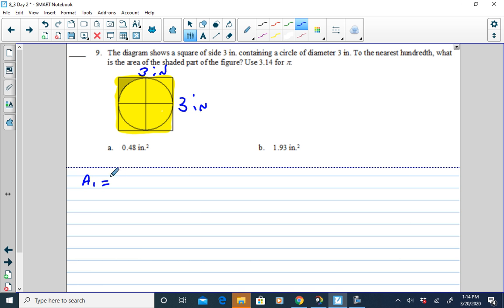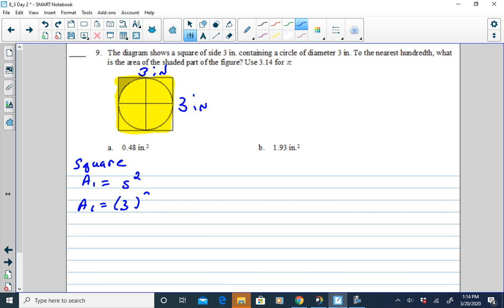So area 1 is the square. Let's write the formula. Area 1 is equal to the length of the side squared. So area 1 is going to be equal to 3 squared. So area 1 is going to be 9 square inches. Now that's that whole thing there. Next we find the area of the circle. The area of the circle is going to be pi times r squared. Let's call this area 2.